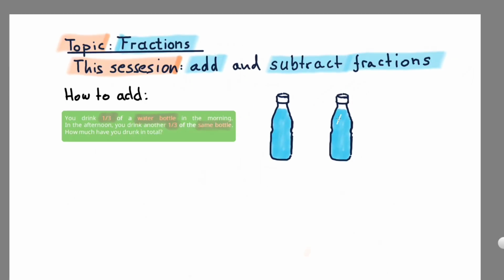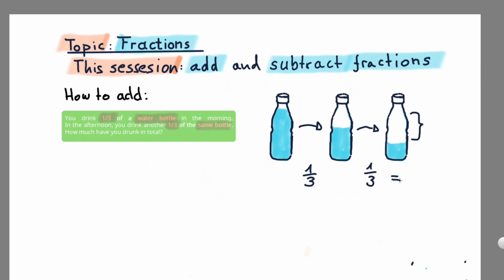First, 1/3 of a bottle is gone. Then another 1/3 is gone. We write this as 1/3 plus 1/3 equals 2/3. We can also write it more explicitly over a fraction bar. The numerators are added above the bar. The denominator stays the same.